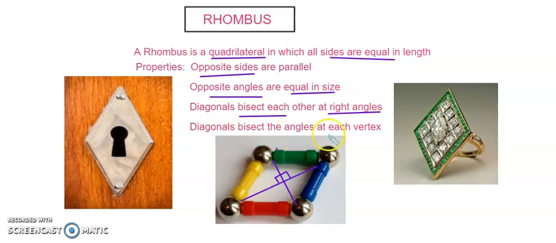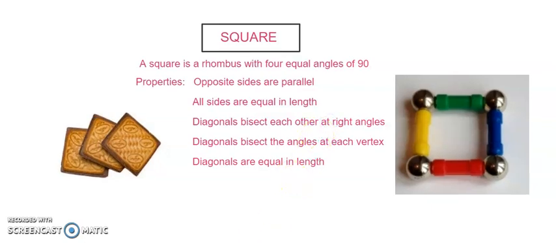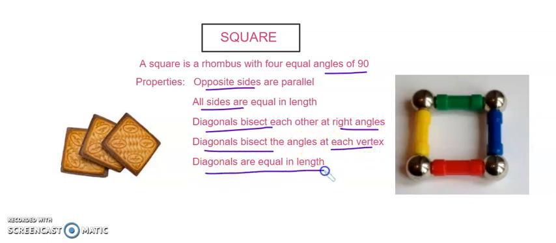And the diagonals bisect the angle at the vertex. Angle at the vertex means these 2 angles at the end points; the diagonals divide those into 2 equal halves. Clear? Next, square. A square is a rhombus. It has all the 4 angles equal. In a rhombus, all the 4 angles were not equal to 90. In a square, opposite sides are parallel, all sides are equal, all angles are equal to 90 degrees, diagonals bisect each other at 90 degrees, diagonals bisect the vertex angles, and diagonals are equal in length. So there are more properties to this.